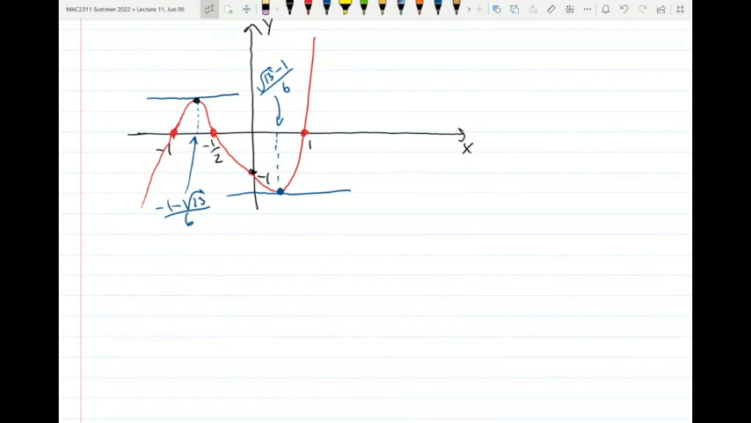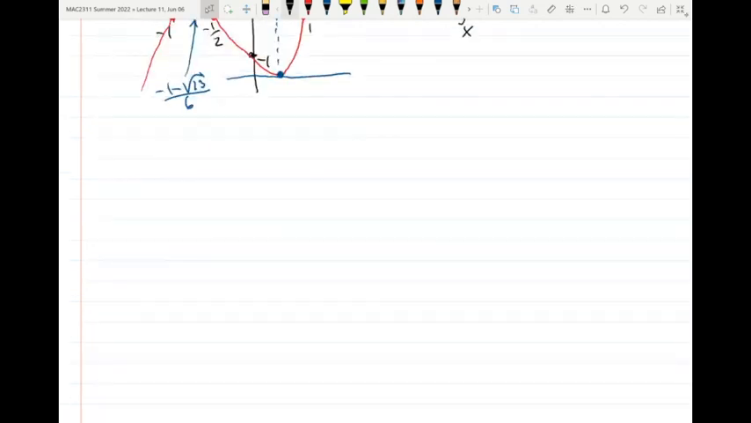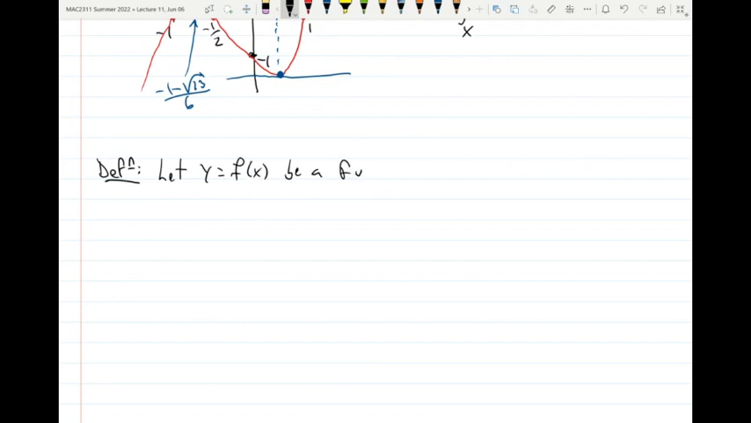If the function is continuous, does that mean that it has to be differentiable at a point? Or the other way around: if the function is differentiable, does that mean that it has to be continuous? This is the question that we want to explore now. So first, let me give you a definition. We say a function is differentiable at a point if the derivative exists at that point. So let y equal f of x be a function.